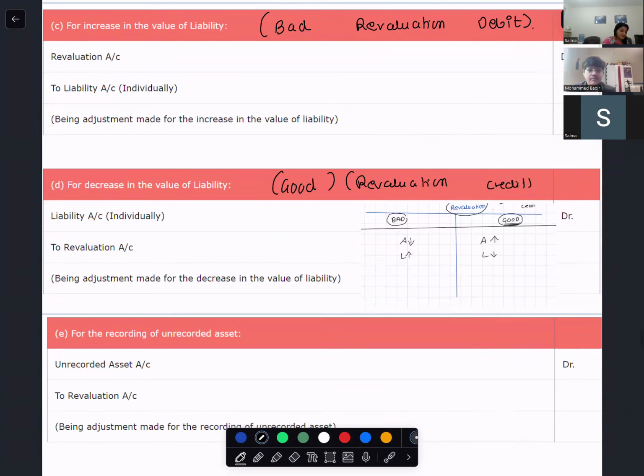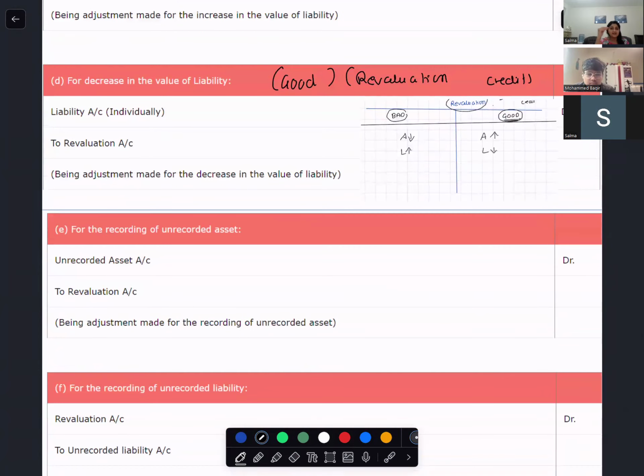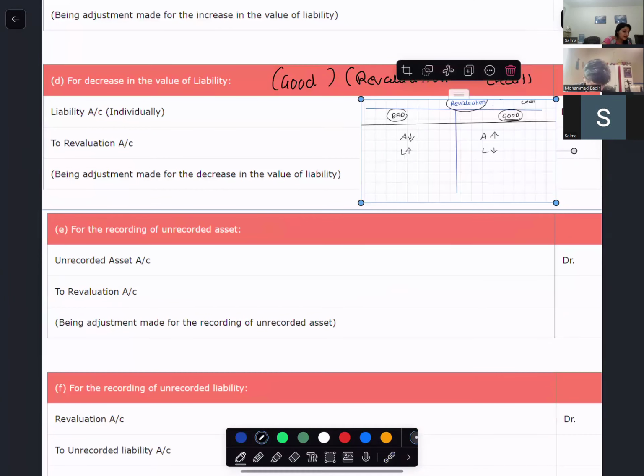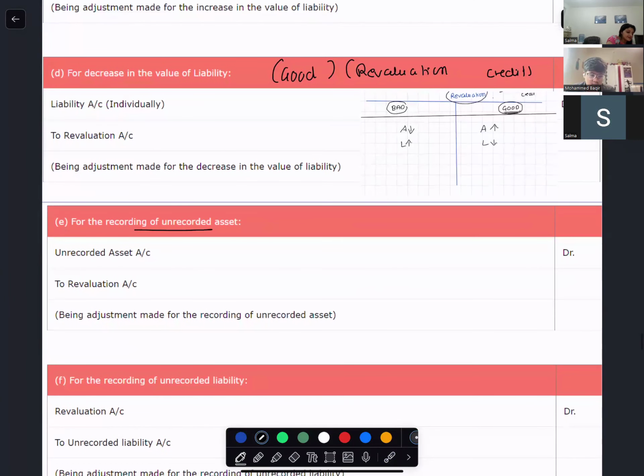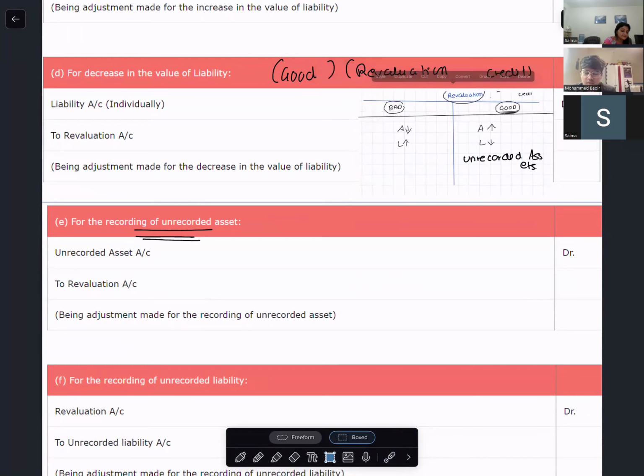Now what happens is you will do your increase or decrease in the assets and liabilities. After that, you may have some unrecorded assets. Is an unrecorded asset a good thing or a bad thing? It's a good thing. You have some wealth which you just came to know about.